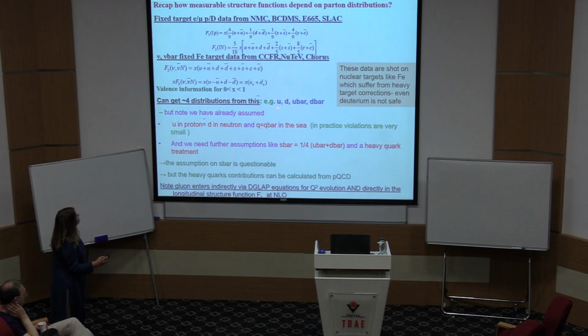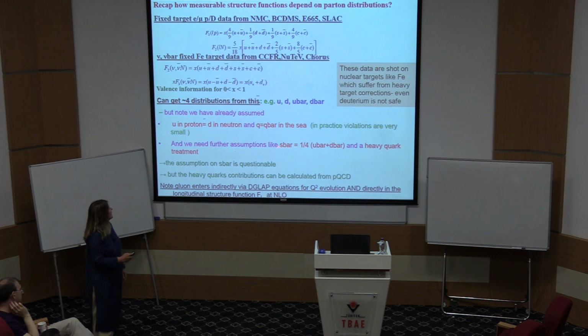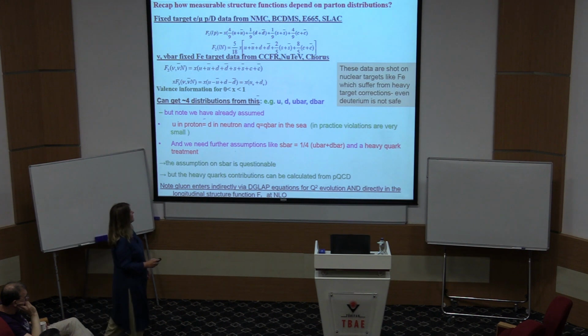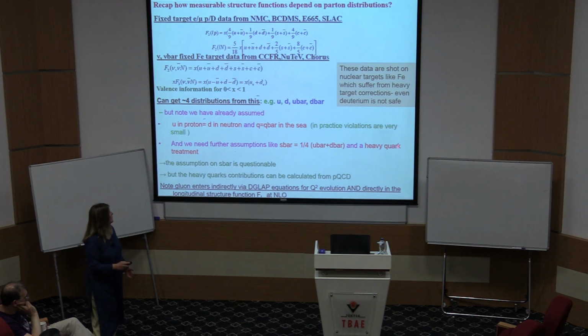And we're only going for the U and the D quarks here. So you need further assumptions as to how the strange relates to the U and the D bar. This is a simple assumption that it's a kind of average of U and D divided by 2 because it's assumed to be suppressed. You also need to be able to deal with the heavy quarks, not just the charm here, but also the beauty.